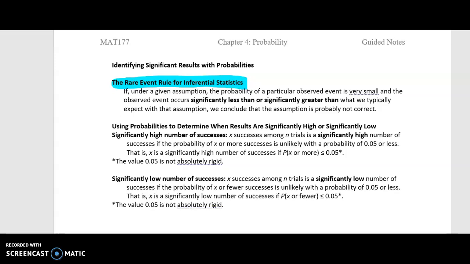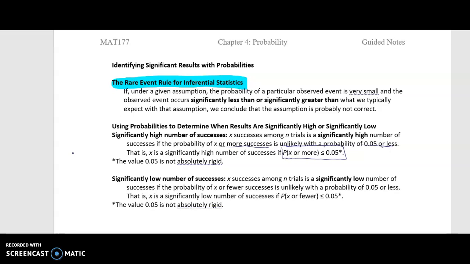This is a concept that we explored in the last chapter using standard deviations. Now we're going to use percentages or decimals. So, for a significantly high number of successes: if X successes among N trials is a significantly high number of successes, if the probability of X or more successes is unlikely, with a probability of 0.05 or less. So in short, we have the probability of X or more successes is less than or equal to 0.05.